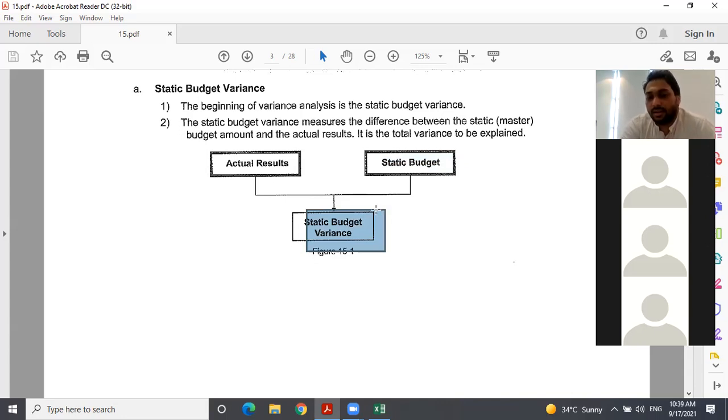When you see the variance, now you have to find out in detail from where the variance happens. For example, you are comparing your profit. You expected a profit of 25,000. When you calculated your actual profit, it is only 15,000. So there is a 10,000 unfavorable variance, right? Now you have to find out why you couldn't reach the profit you were targeting. That's the second question that arises after you do the static budget variance. Clear?